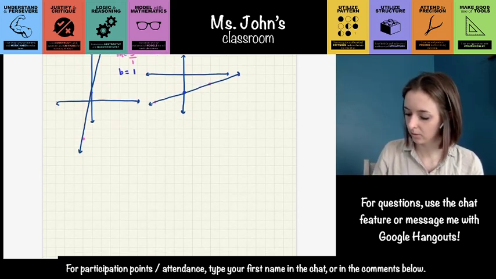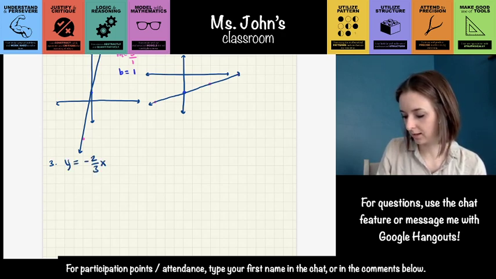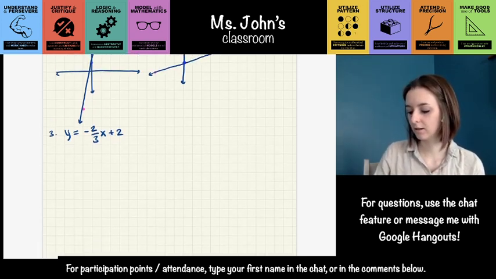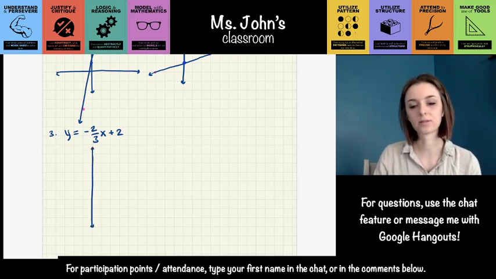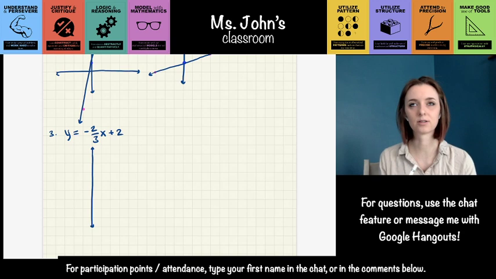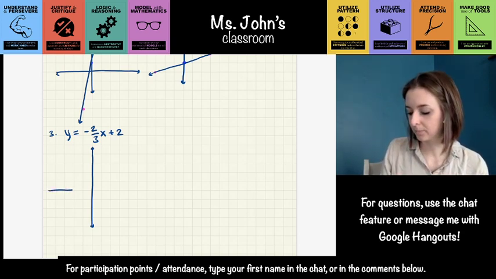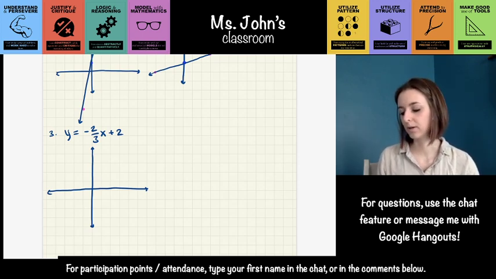Okay, so the third one, we're gonna do y equals -2/3 x plus 2. So just as a sort of reminder, the slope always comes next to the x. Your slope is always multiplied by the x value. So that's what makes it the rate of change, or how something's changing.